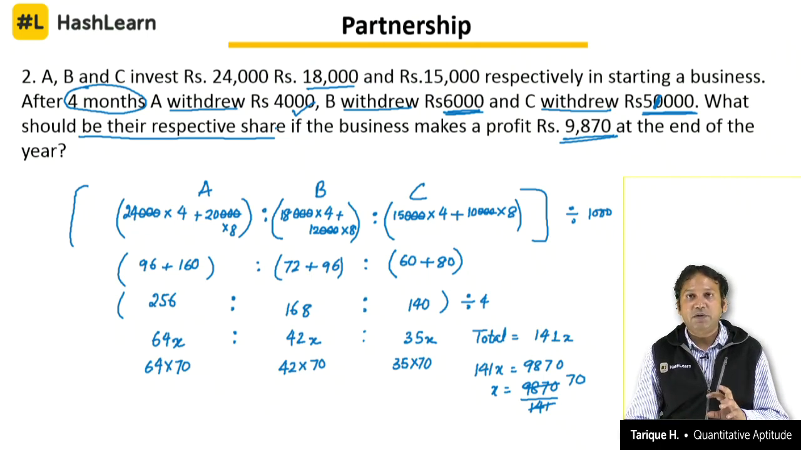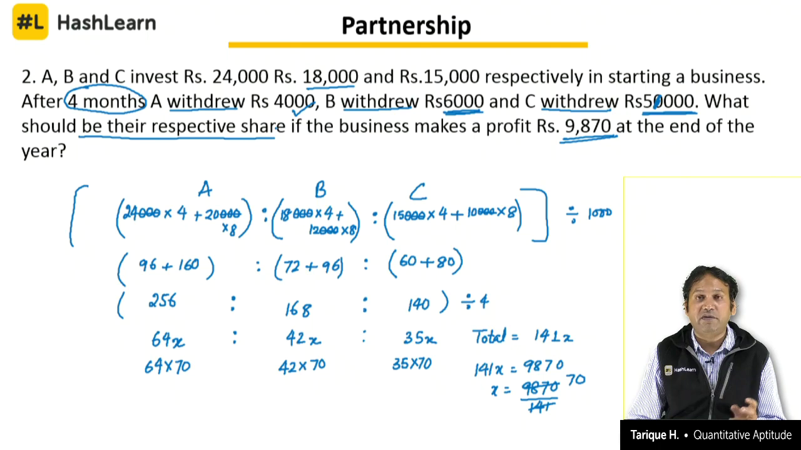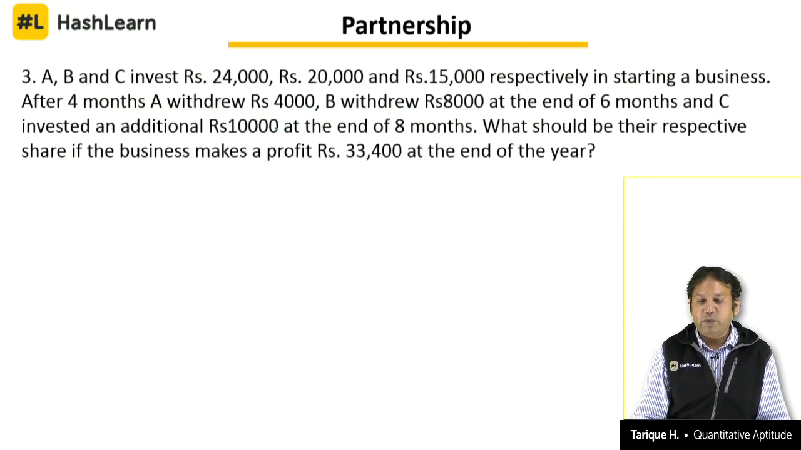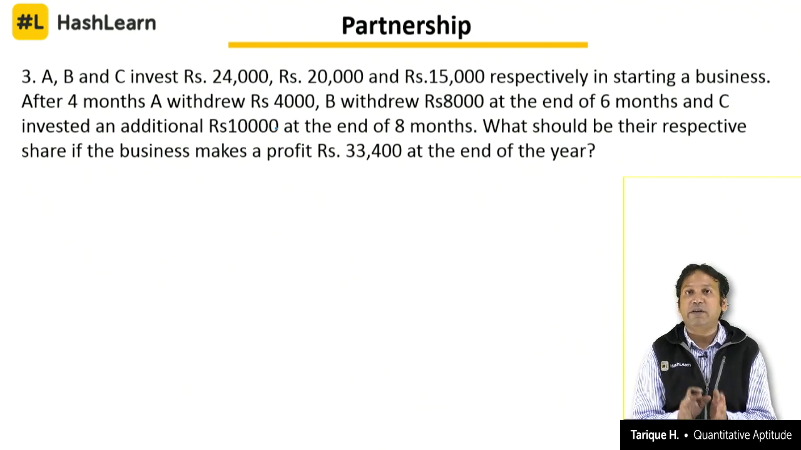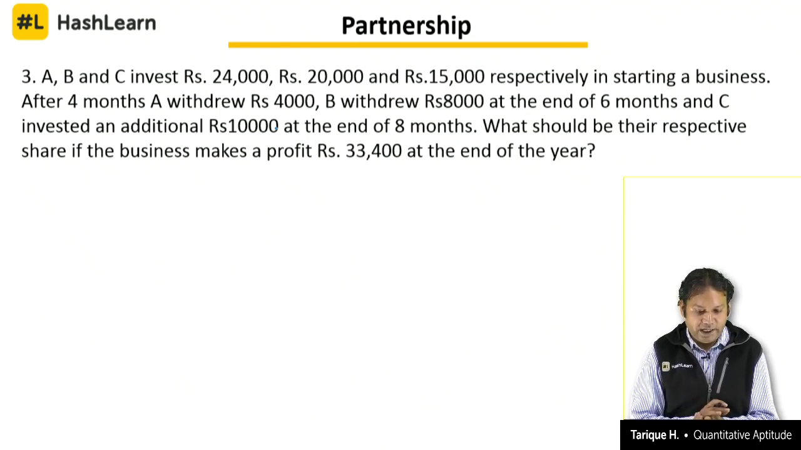So I hope this is clear to you now, how to multiply time and investment in these scenarios where something is being taken out after 4 months or 6 months or 8 months, how to simplify the entire value, get the final ratio, and then calculate based on that. Let us see one more question. Here we will just work on the ratio part for you to understand how to calculate in such a question.